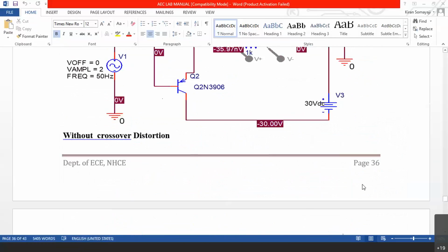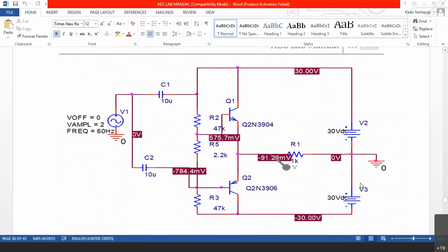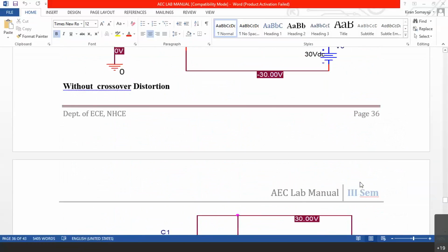Now coming to the next circuit. If you have any questions in between, you can ask me. Otherwise, let me discuss the next circuit.